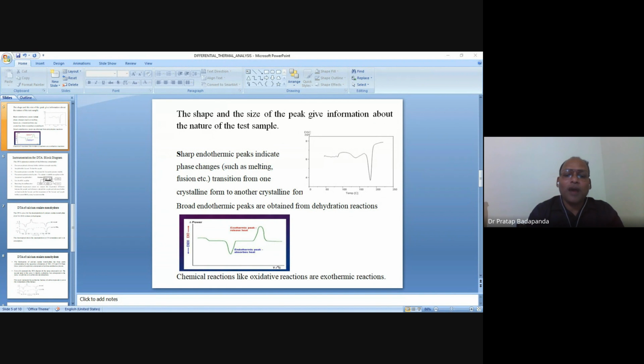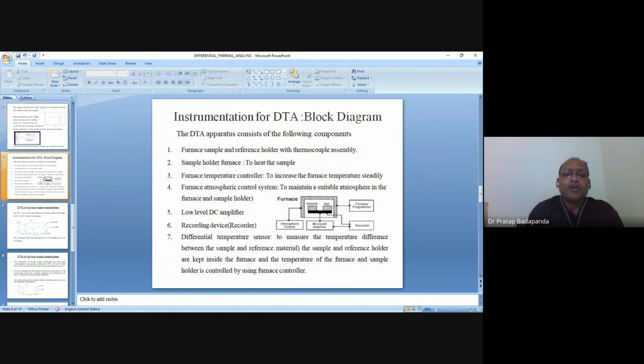Okay, next we will come down to the next slide. What is the instrumentation of DTA, the block diagram? The DTA apparatus consists of the following components: a furnace, a sample and reference holder with a thermocouple assembly. You see the picture, this furnace is there. The sample holder is in the furnace to heat the sample, and a furnace temperature controller increases the furnace temperature steadily. Then the furnace atmosphere control, mentioned in that diagram, is an atmospheric control system to maintain a suitable atmosphere in the furnace of the sample holders.